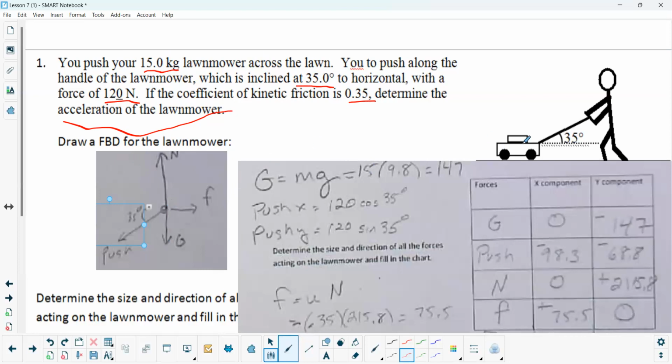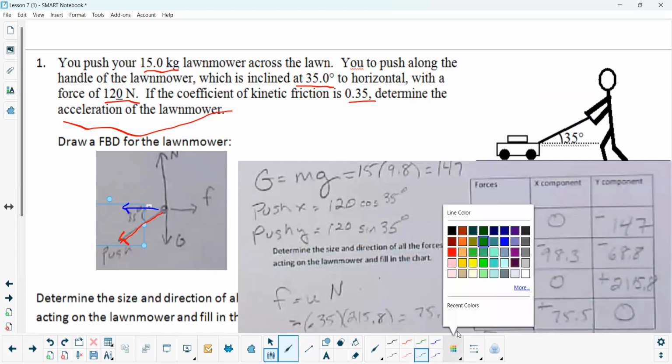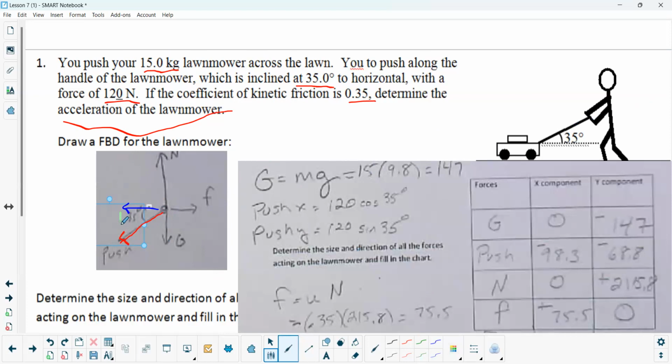So this dot represents our lawnmower here, and we're pushing the lawnmower down and to the left. If you imagine how you would push this lawnmower, that's what's going on. So you're pushing down to the left. That means it has two directions. It's got an X component, which goes across like this, and it's got a Y component, which would be pushing downward on our object. So that's the overall force that you're applying through the handle of the lawnmower.